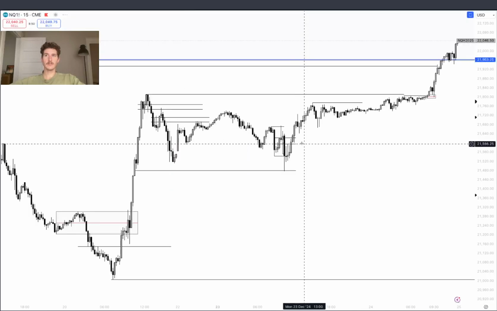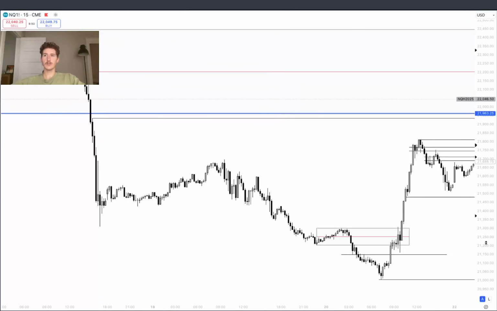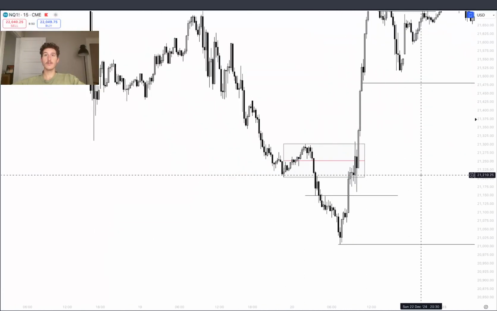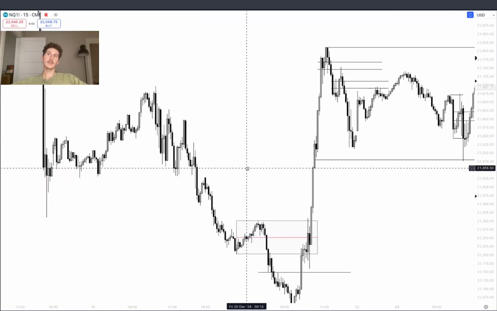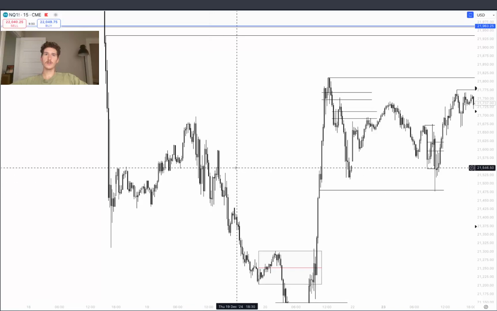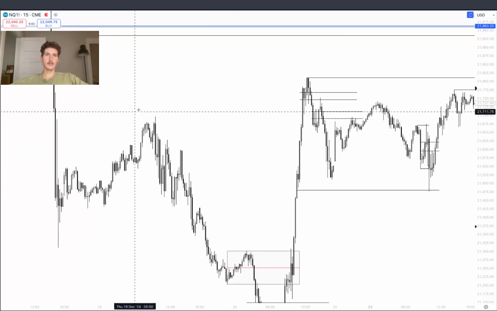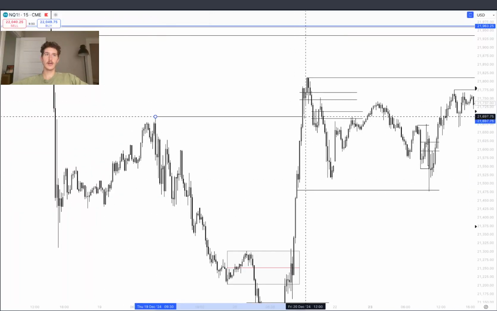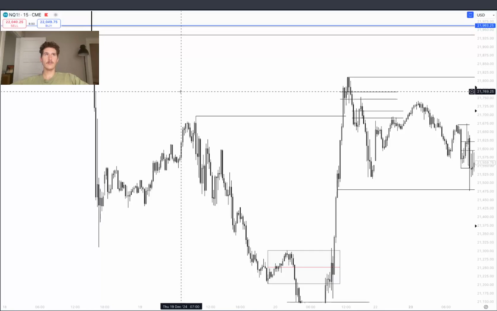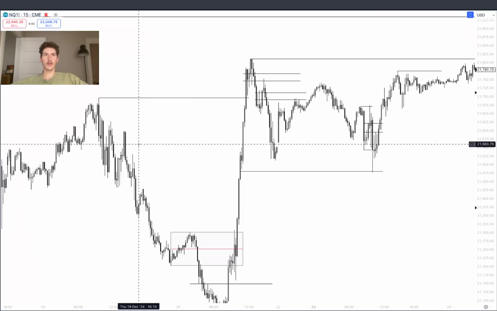So let's go back to the 15. Let's identify the structure here again. Currently what we're looking for is a 15-minute flip up. And because we're looking for a 15-minute flip up, we're also looking for these non-structural highs to get taken out. These are non-structural highs because they are not valid according to invisible market structure.